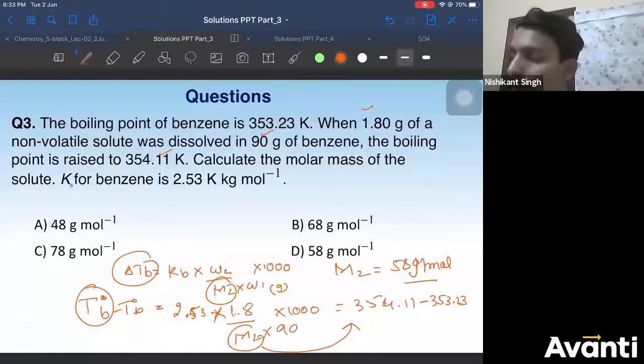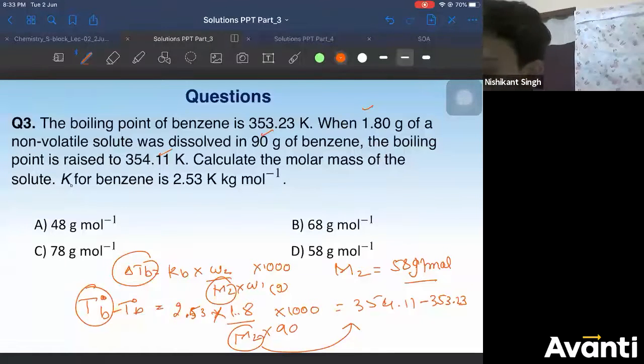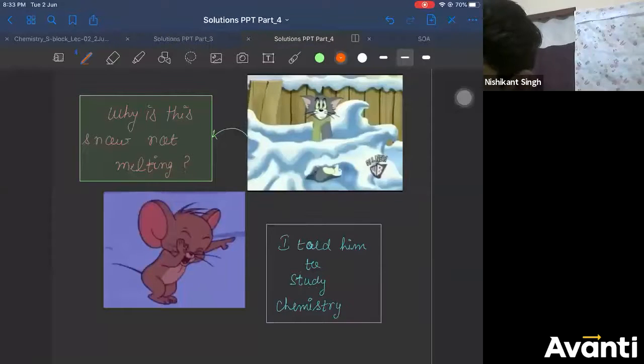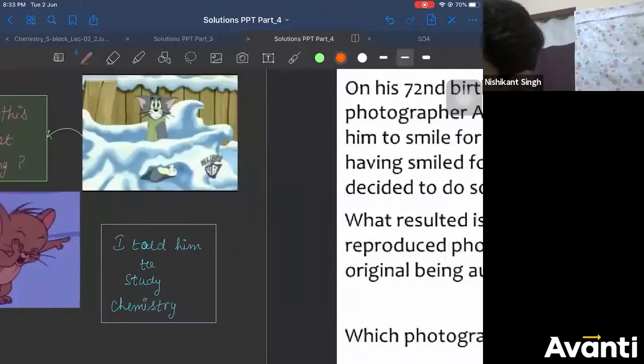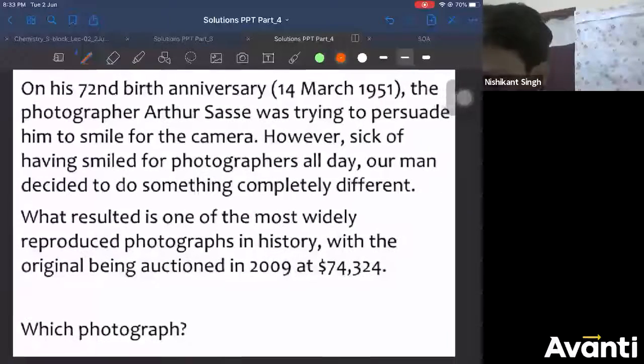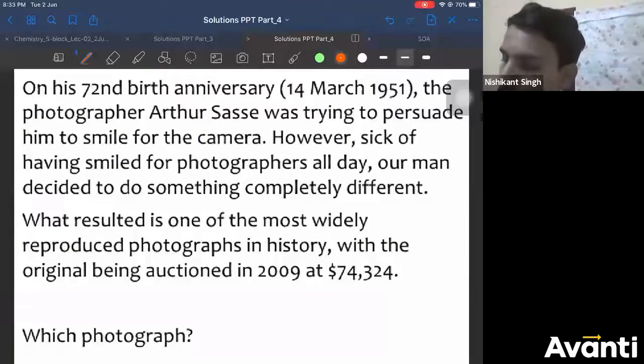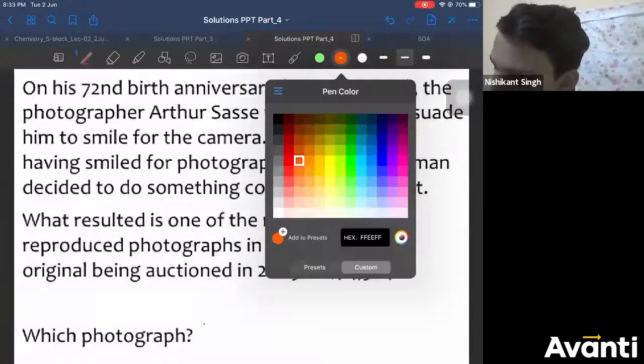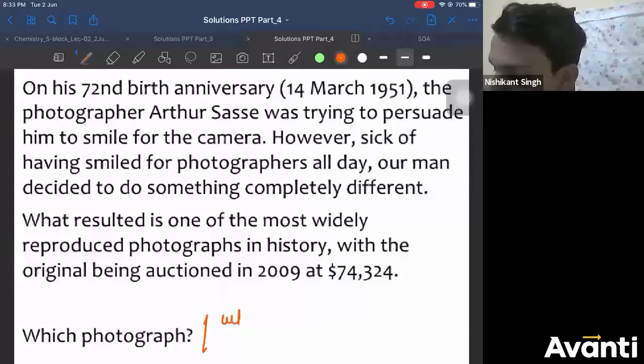All right, so I have only one quiz to discuss today. Yeah, this is a big one. So I am modifying the question for you. Which photograph or which person we are talking about?